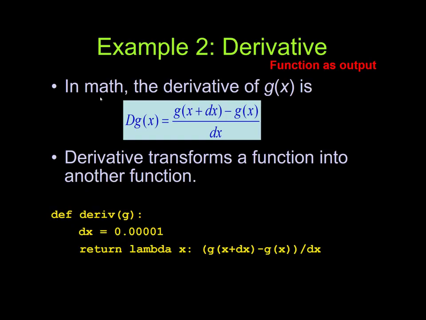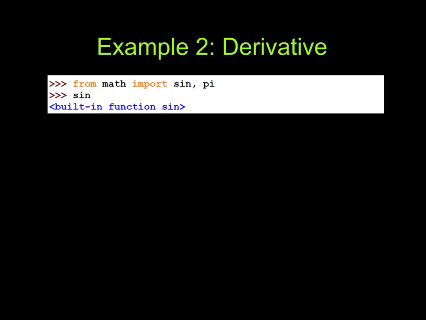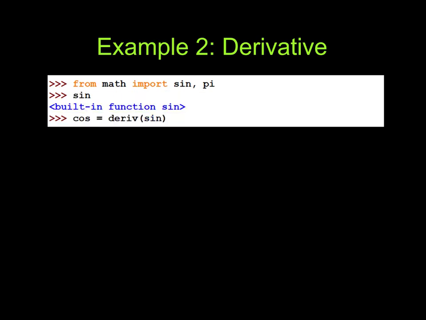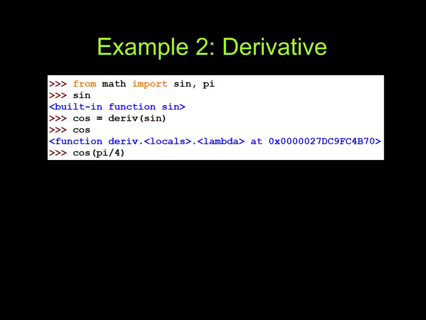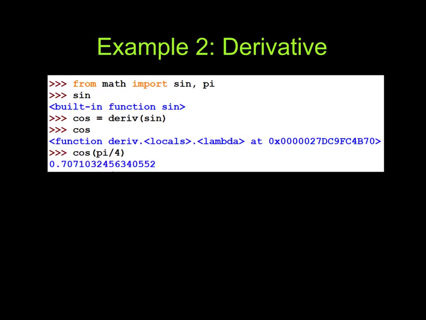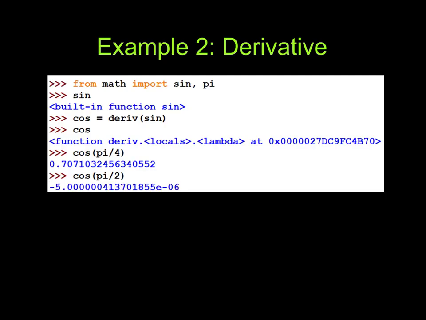Let's take a look at derivative in action. From the math package, we import sine and pi. This sine is from the package math. Derivative is our own routine. Our own cosine, rather than the one from the math package, can be taken as the derivative of sine. So cosine of pi over 4, which is 45 degrees, is equal to 0.7071. Cosine of pi over 2, which is cosine 90 degrees, is equal to this number. This number is actually close to 0, which is correct.